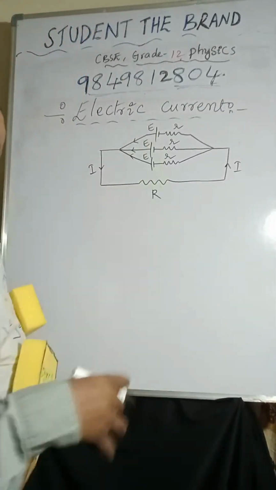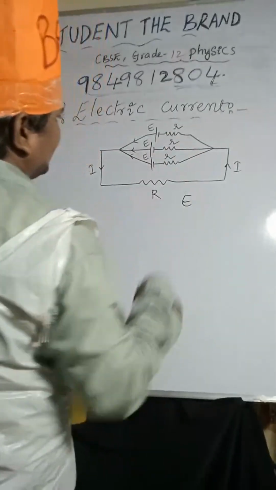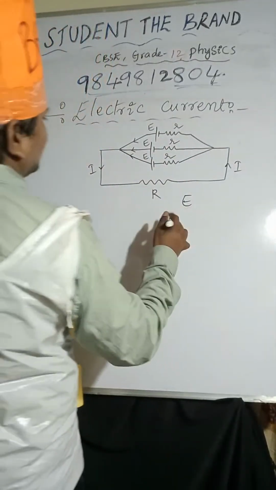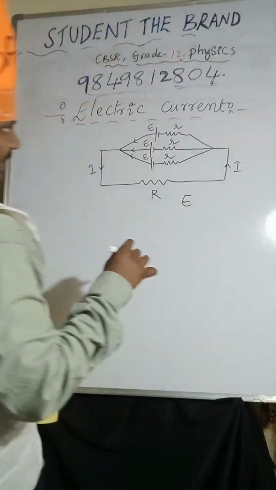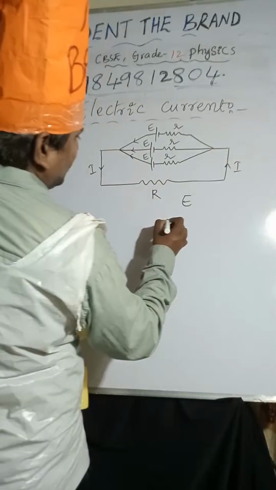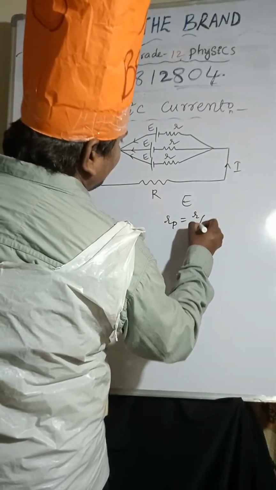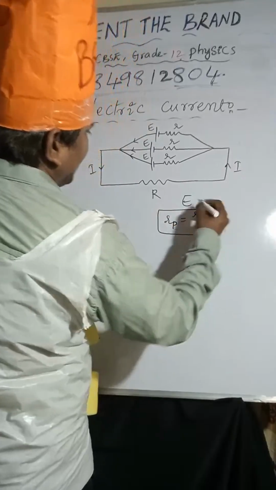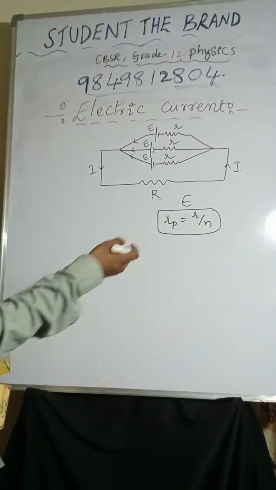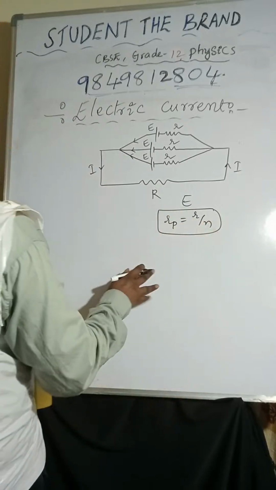So actually here the EMF is the same, because all the cells are connected in parallel combination. So the net internal resistance, we know 1/Rp equals n/r, so Rp equals r/n. That is the parallel combination formula. We just explained this in the previous concept.